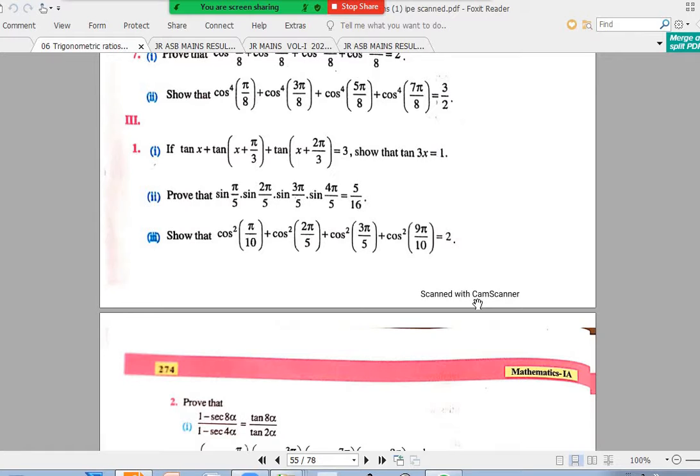Everybody tried section 3 also, right? Sir, second sum in third round first bit. Yes, sir, we did, sir.